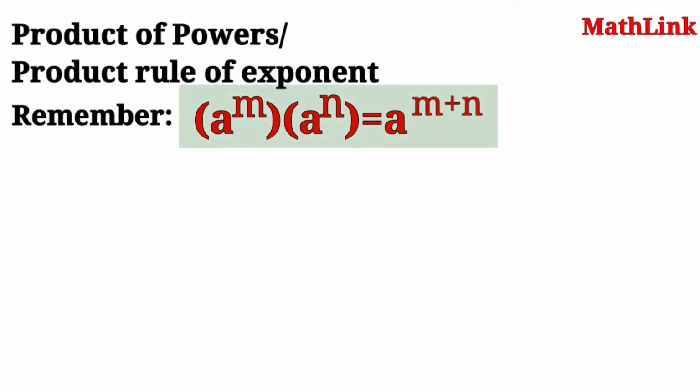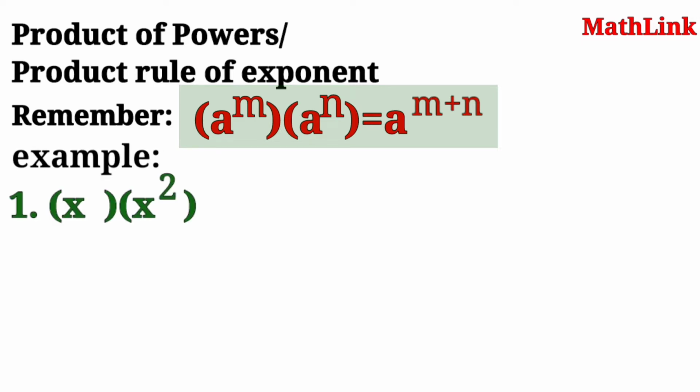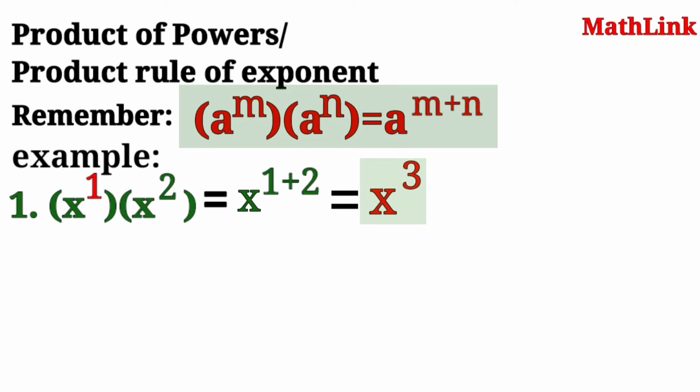Product of powers. Remember, a raised to m times a raised to n is equal to a raised to m plus n. Example: x times x raised to 2. If a variable or a number has no visible exponent, it is understood that the exponent is 1. To answer our example, copy the base x and add the exponents. 1 plus 2 is equal to x to the third power.